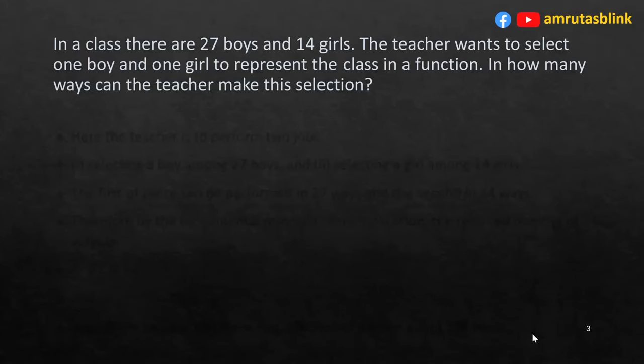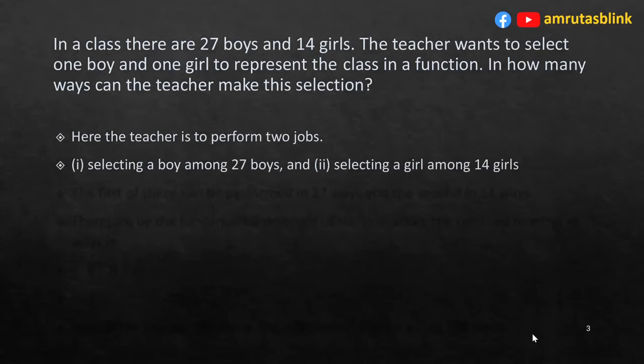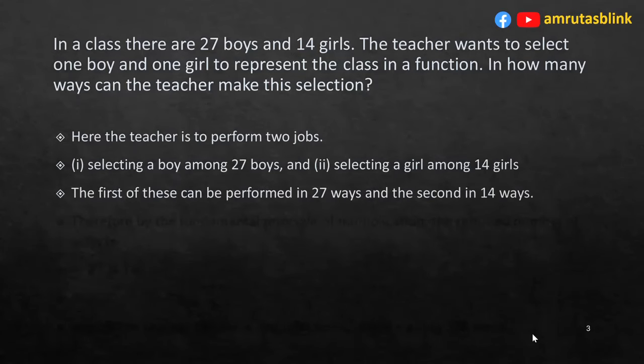Now let's suppose in this problem there are 27 boys and 14 girls. Basically here the teacher has to perform two jobs. The teacher has to select one boy from 27 boys and she also has to select one girl from 14. Now the first of these can be performed in 27 ways, that is she can select one boy among 27 boys in 27 ways, and one girl from these 14 girls in 14 ways.